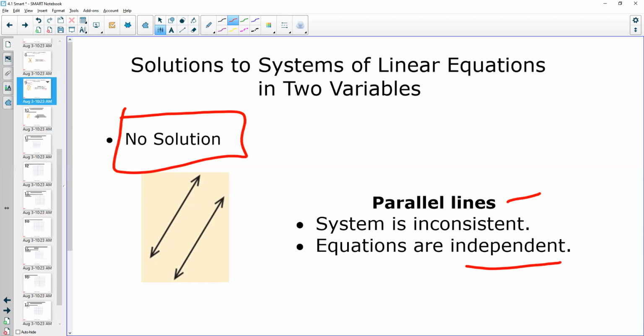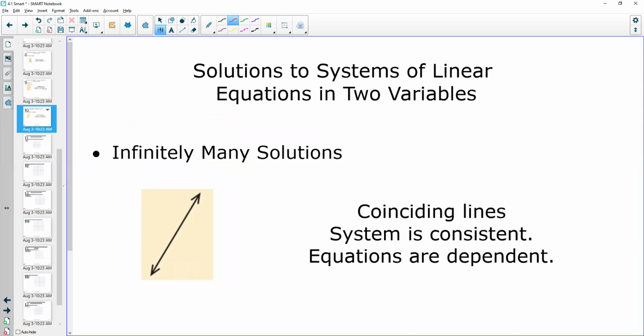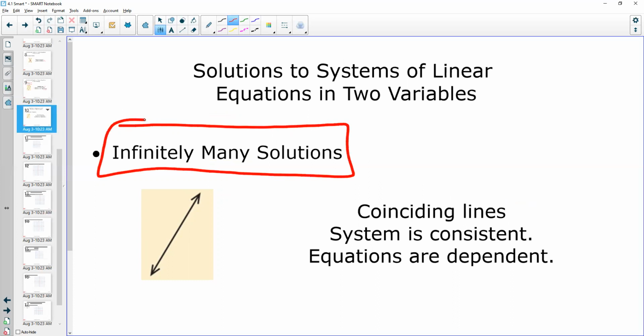And then the last case is that there's infinitely many solutions. Every point is a solution. These are what's called coinciding lines, and that's going to be a new term. You're going to hear it. Coinciding lines are just the same line over top of each other. The systems are consistent and the equations are dependent because they're the same.